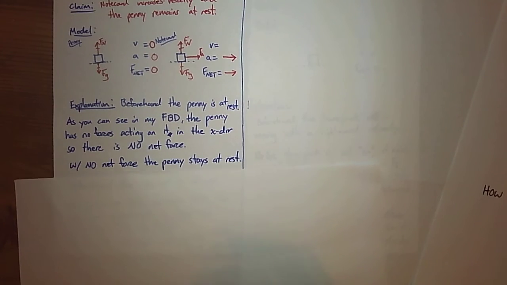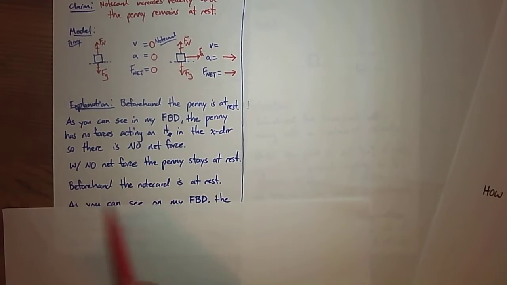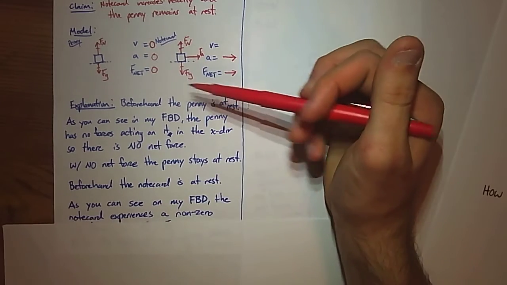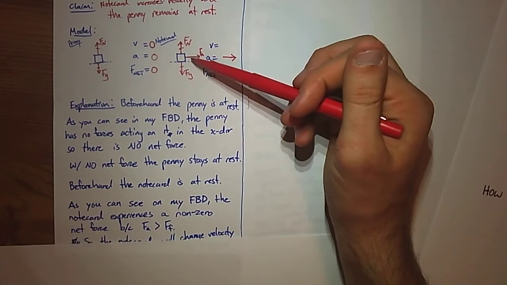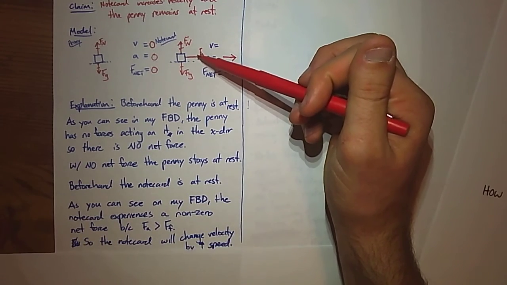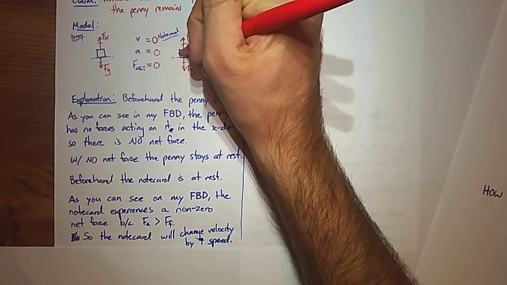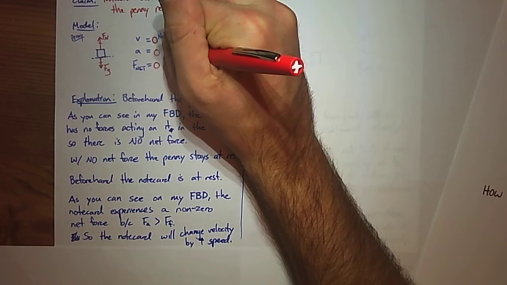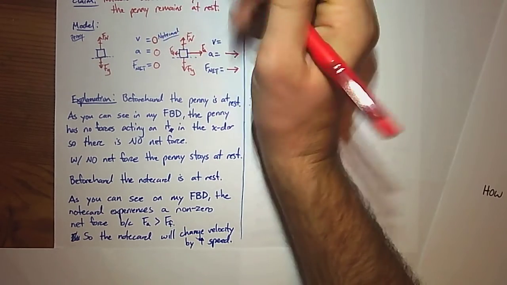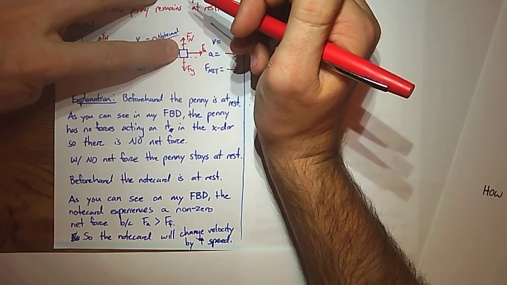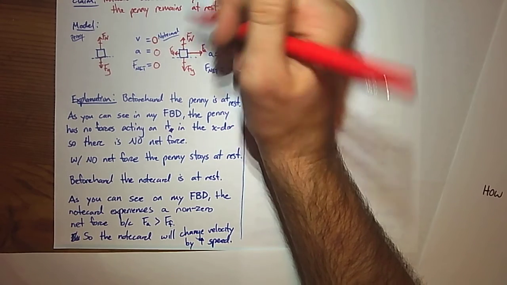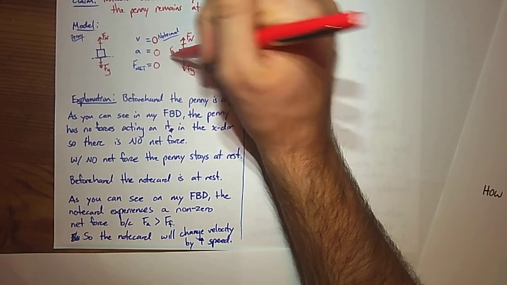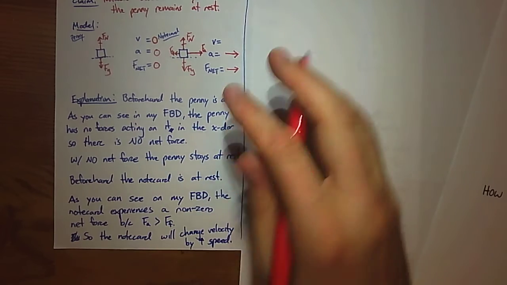Let's talk about the note card. Beforehand, the note card is at rest. And as you can see in my free body diagram, the note card experiences a non-zero net force because the applied force is greater than the force of friction. I don't remember because I don't have the packet with me right now, but if there was no force of friction, we wouldn't draw a force of friction. But let's say there is a force of friction. We'll draw it right here. As long as your applied force is greater than the force of friction, you're good for this scenario.